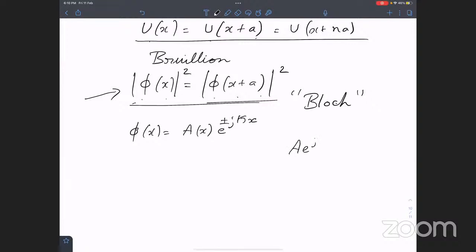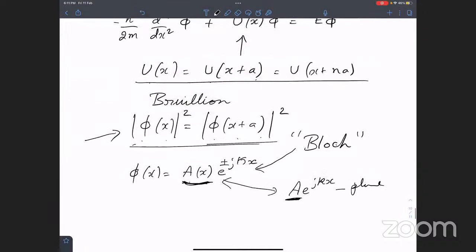Imagine a plane wave e to the power j kx. This looks very similar to that, but it is not. Why? There is a difference. The first difference is that in a simple plane wave, this a, the amplitude does not change with distance. But in a Bloch wave, it actually changes with distance. This is a very important difference between the two. This is called a Bloch wave. This is called a plane wave.